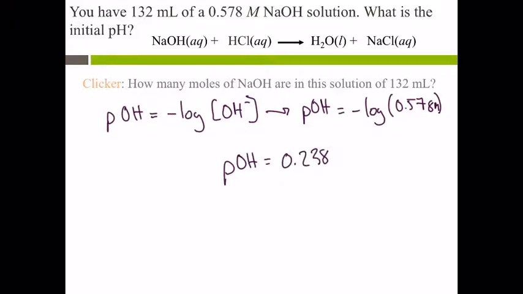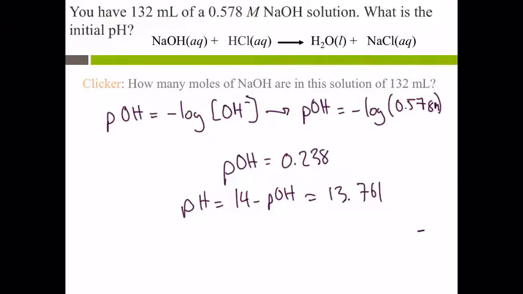But it's not asking for pOH, it's asking for pH. So how do we find the pH? To find the pH, we need to do 14 minus pOH, and that is a very high number, 13.761.